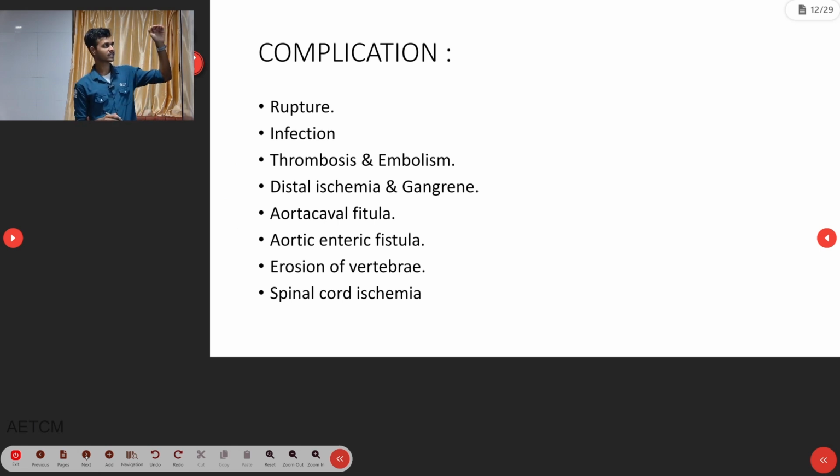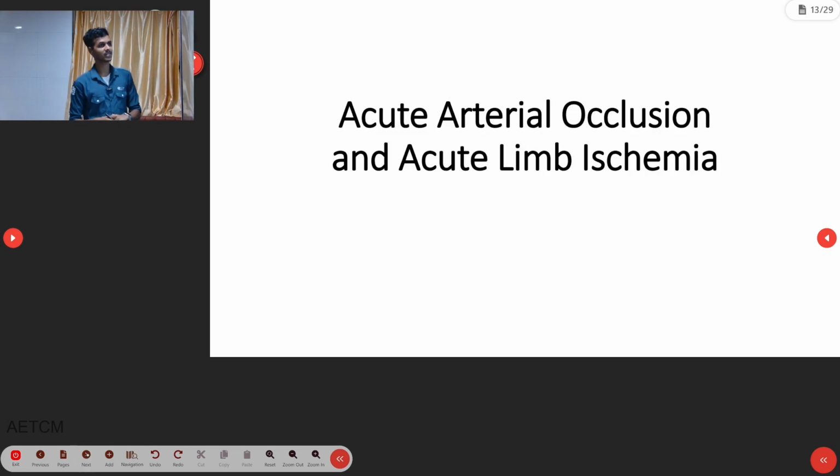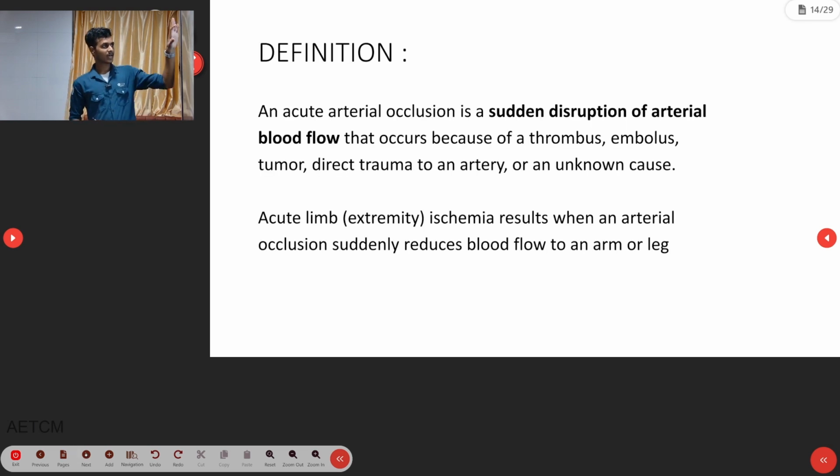So complication-wise: aneurysmal rupture, infection, thrombosis, embolism, distal ischemia, gangrene, aortocaval or aortoenteric fistula, erosion of vertebra, and spinal cord ischemia. The second condition is acute arterial occlusion and acute limb ischemia. So what is meant by acute arterial occlusion? Arterial occlusion because of a thrombus or embolus or a tumor or direct trauma to your artery or some other unknown cause will disrupt your arterial blood flow. That is called acute arterial occlusion.